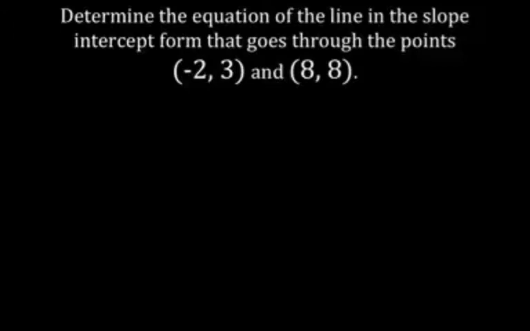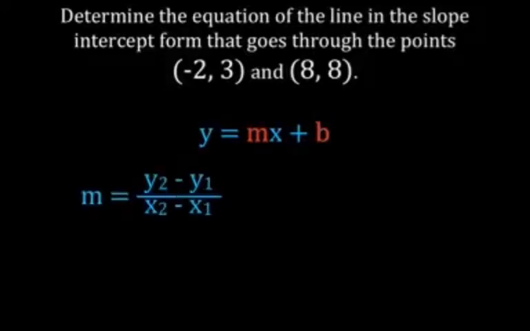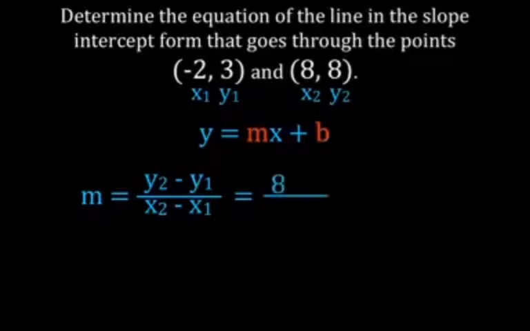Given that the 2 points are minus 2, 3 and 8, 8. The same y equals mx plus b. M gradient or slope, b y-intercept. So let's get the values of our points. Minus 2, 3 is x1, y1, and 8, 8 will be our x2, y2. Good. So let's substitute y2, 8, and my y1 is 3. Let's substitute them one after the other.